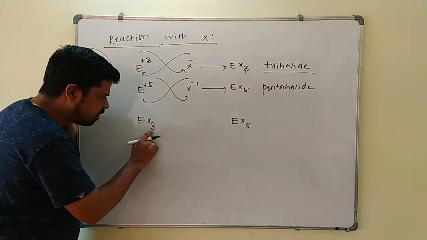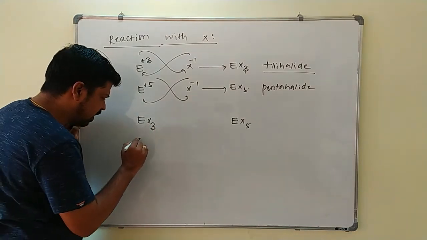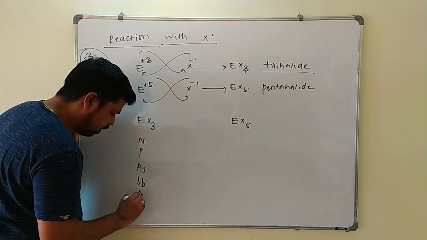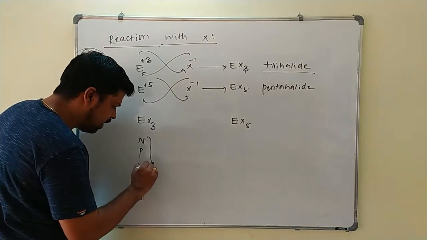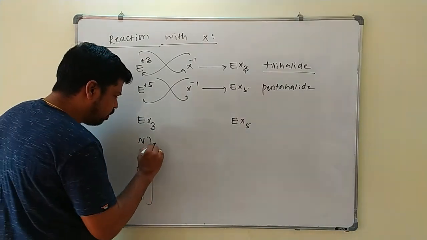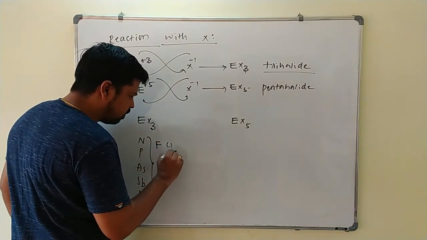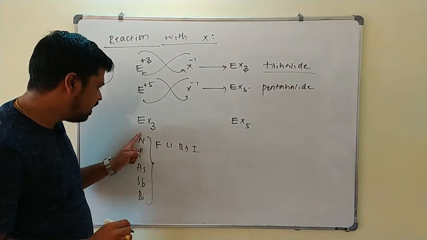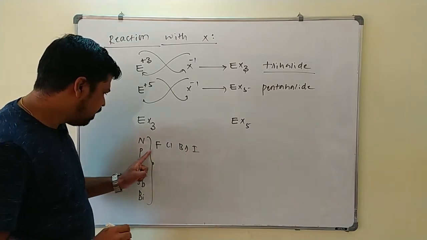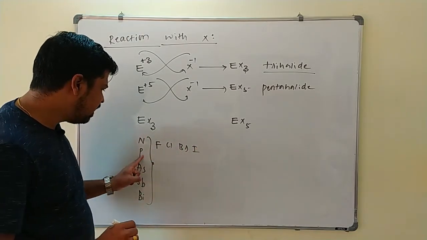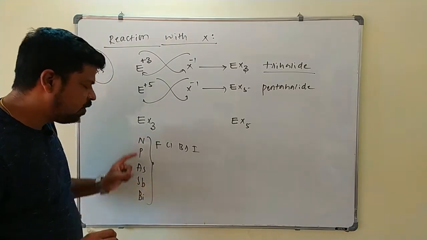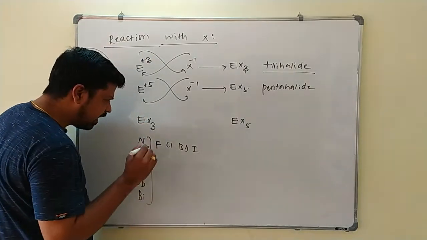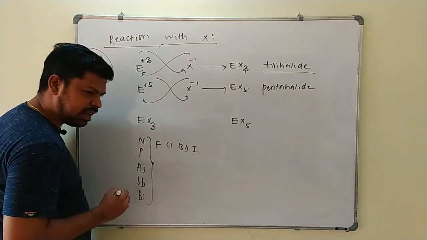All the group 15 elements, nitrogen, phosphorus, arsenic, antimony and bismuth, will form trihalides with the halogens, that is fluorine, chlorine, bromine and iodine, like NF3, NCl3, NBr3, NI3, PF3, PCl3, PBr3, PI3, like that. All these elements will form trihalides with the halogens.